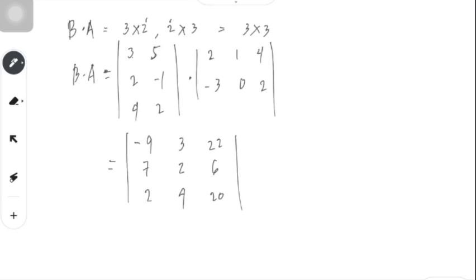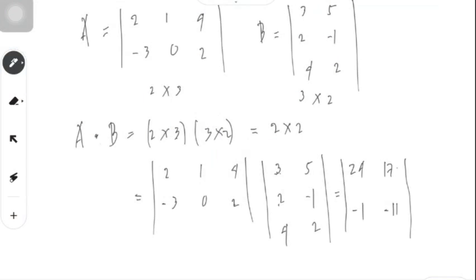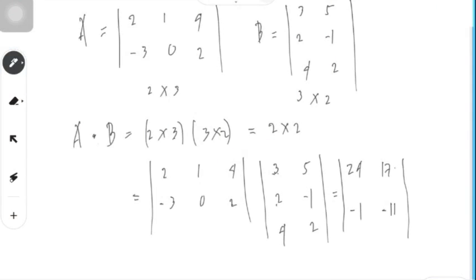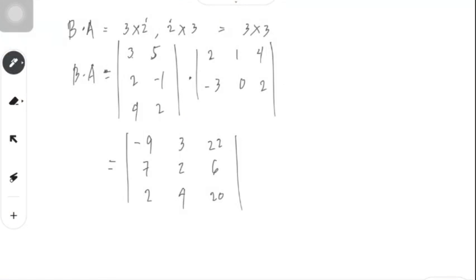Will you check using a calculator? Same, sir. Then let's compare. A times B is a 2 by 2, while B times A is a 3 by 3. This is a third order determinant. Therefore, we can conclude that A times B is not equal to B times A. What I mean is that matrix multiplication is not commutative.